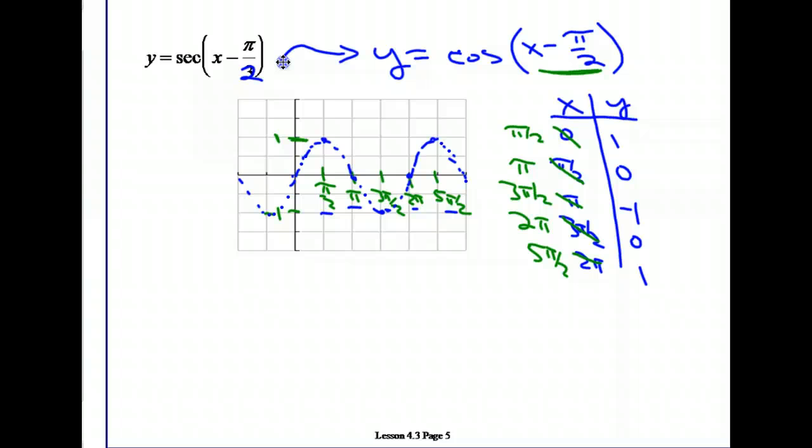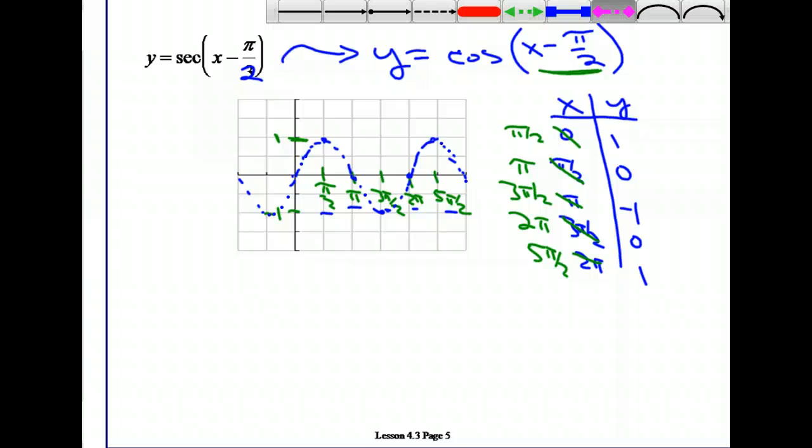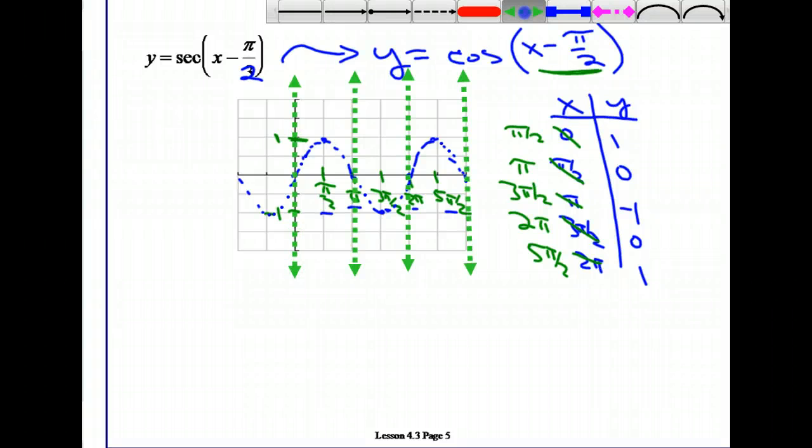I can't take the reciprocal of that. Let's just sketch in these vertical asymptotes. Let's go green this time. So we have some vertical asymptotes wherever this graph is 0. There's a vertical asymptote. There's a vertical asymptote, somewhere in there. And here's a vertical asymptote. And here's another one.